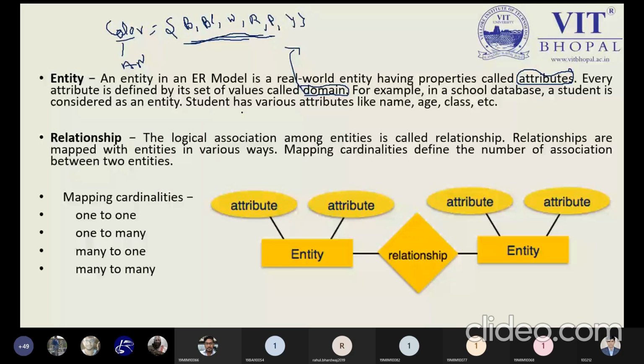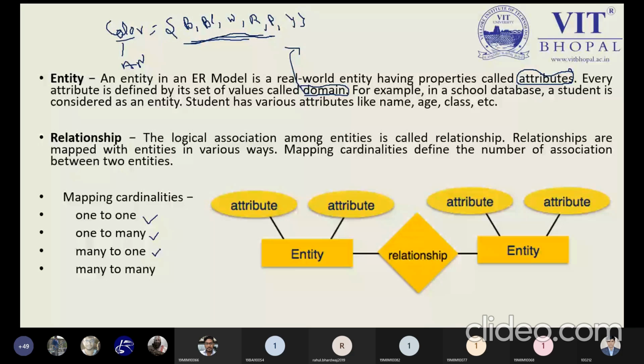Now, relationship. The word you have to keep in mind is logical association. The association between two different entities is known as the relationship or connection. In general terms, the logical association between entities is called a relationship. Entities can be mapped in different ways: one to many, many to one, and many to many.